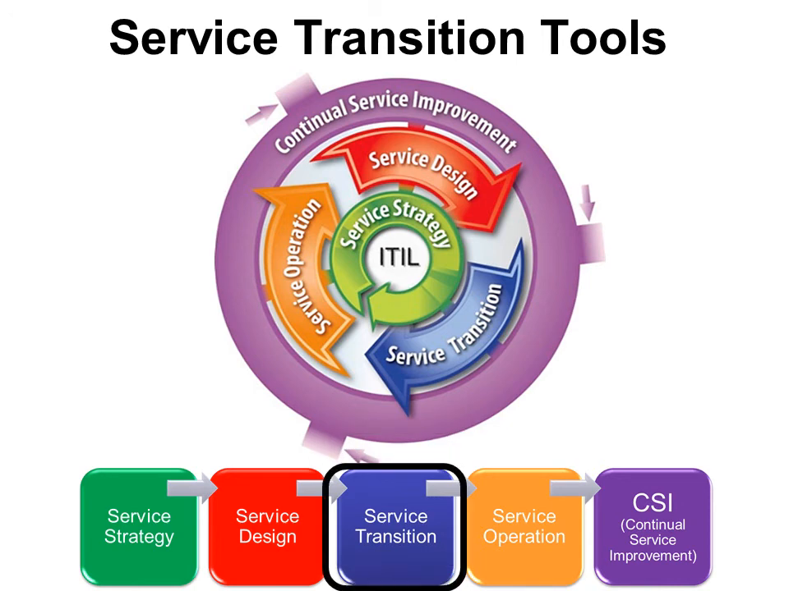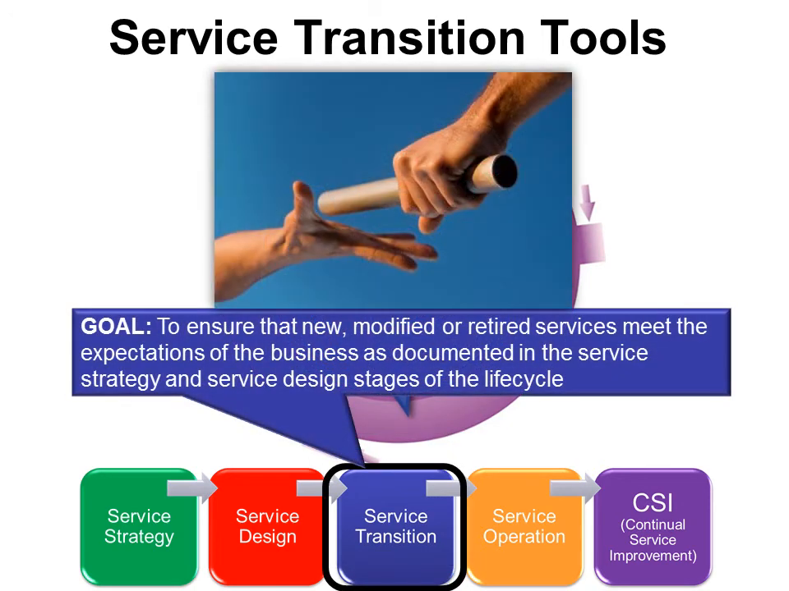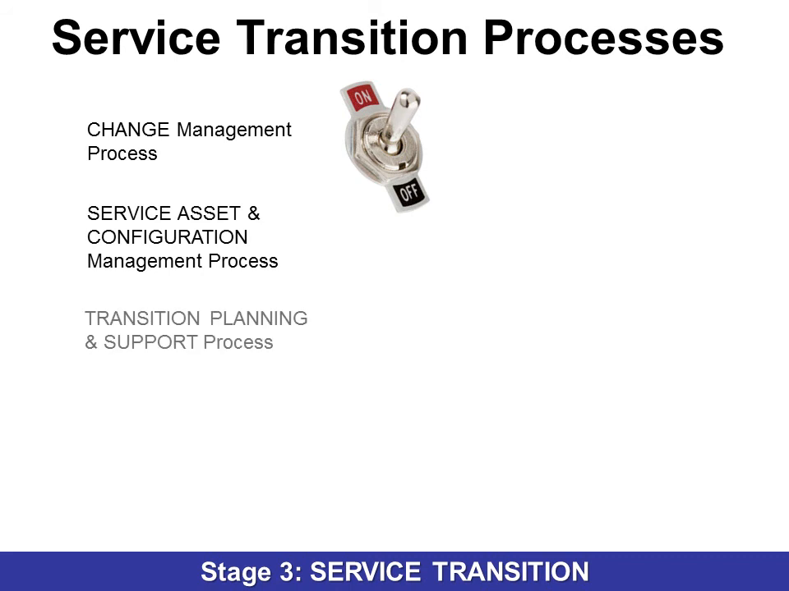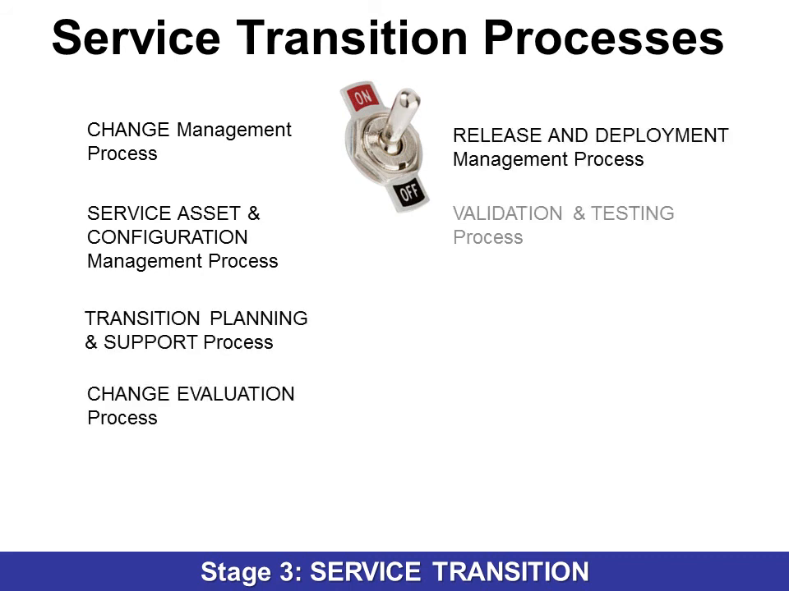And then it goes into stage 3, which is service transition. This is where we actually build it and prepare to launch it into the service operation environment. The goal is to ensure that new, modified, or retired services meet the expectations of the business as documented in the service strategy and service design stages of the life cycle. And all the processes are before you flip the switch, before you're ready to turn it on and turn it over to the customer. We want to make sure there's a change management process. In fact, this is often considered the most critical, and when it's not used, that's when you have the most outages.